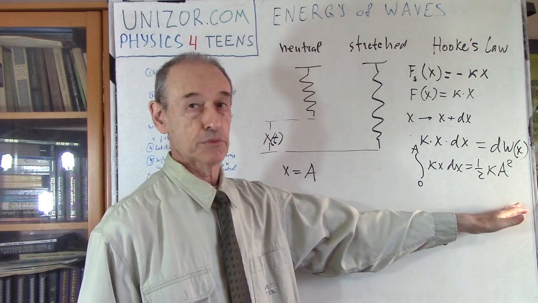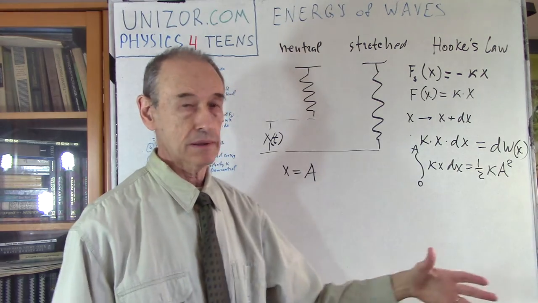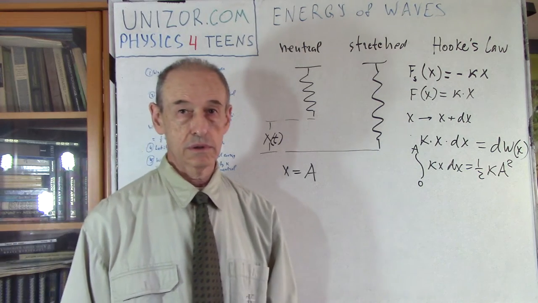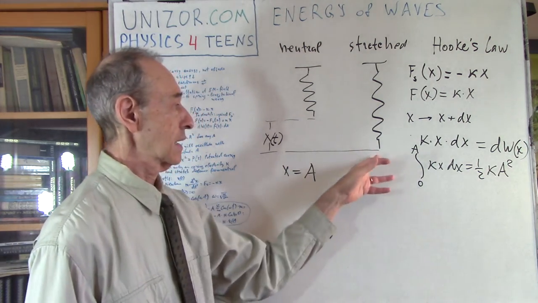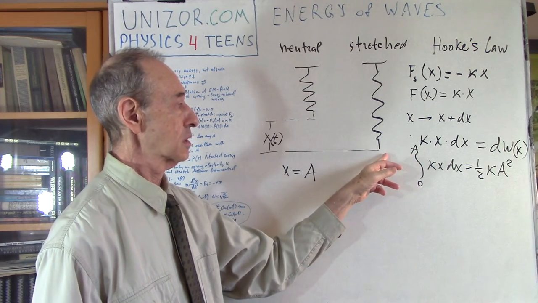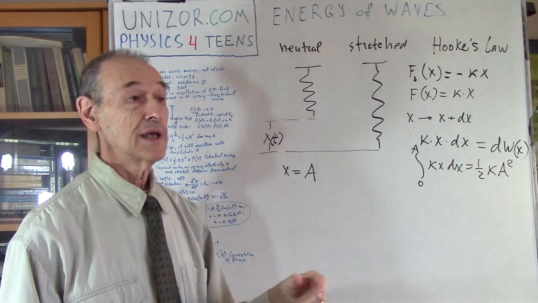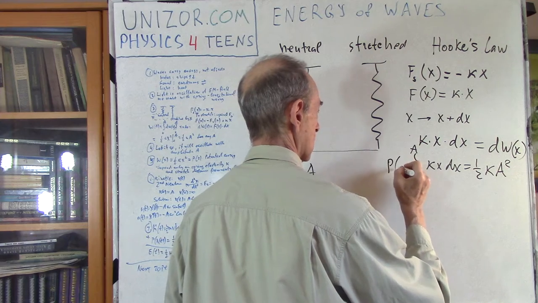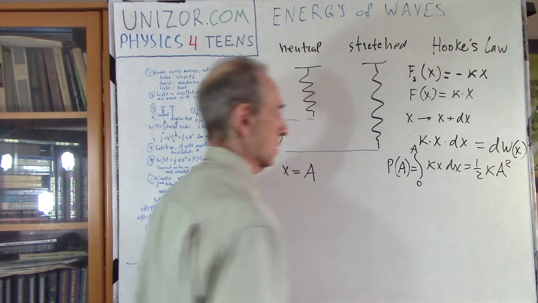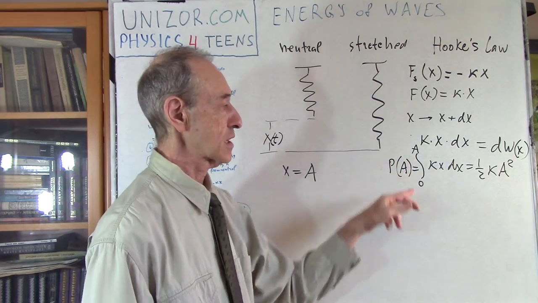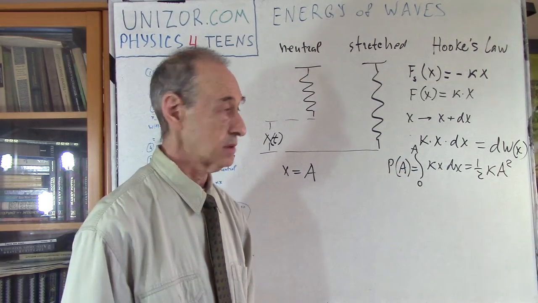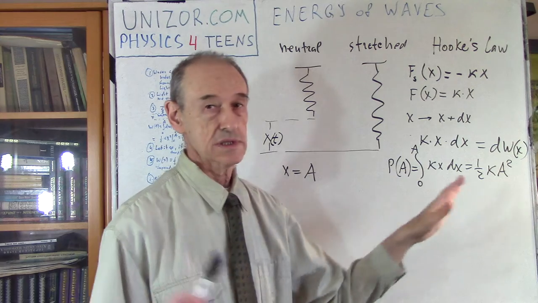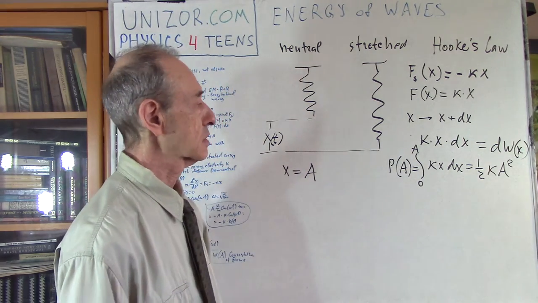Now, this is the amount of work which I have to spend stretching the spring. Where is it going? Well, obviously, when the spring is stretched to distance a from the neutral, it has a certain potential energy. So this is actually potential energy as a function of this amount of stretch which I have done. It depends on the spring, but I'm not putting any kind of indices here because it's understandable. We're talking about only this particular spring.